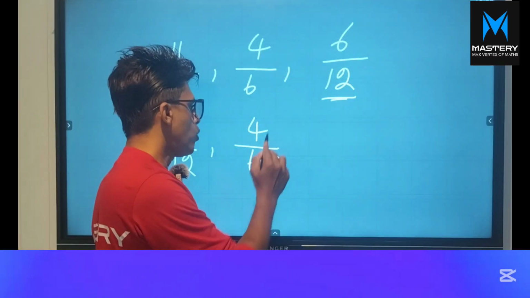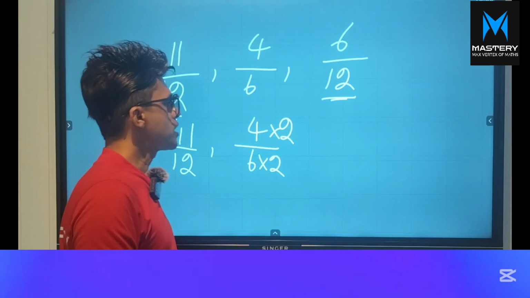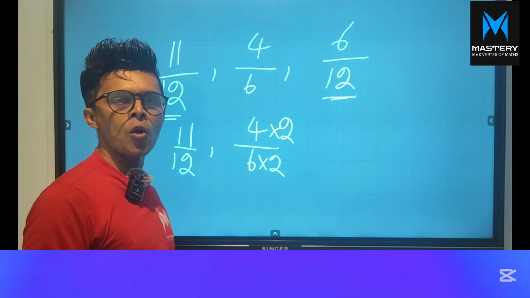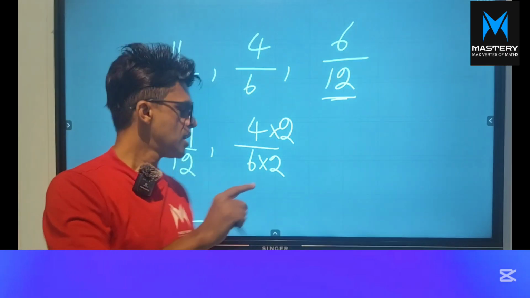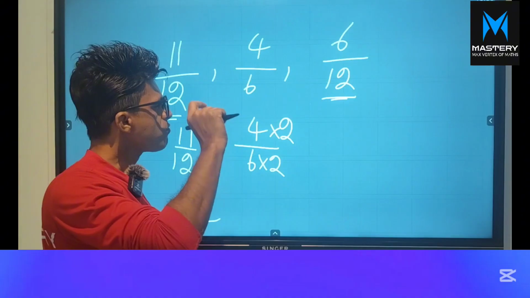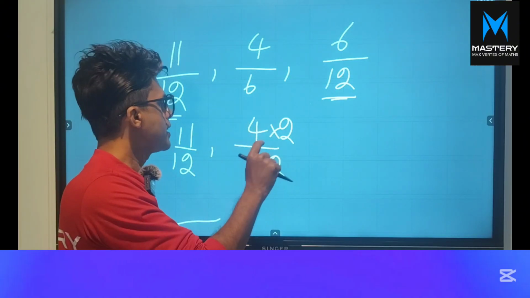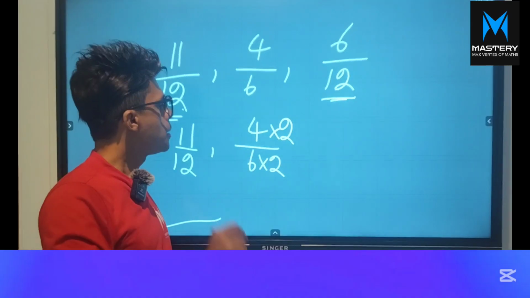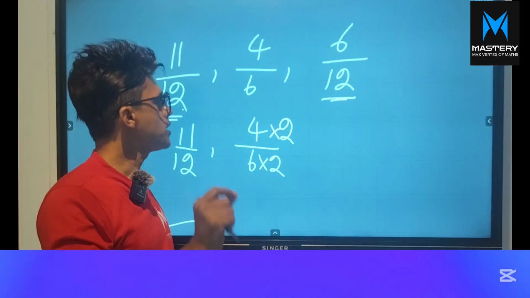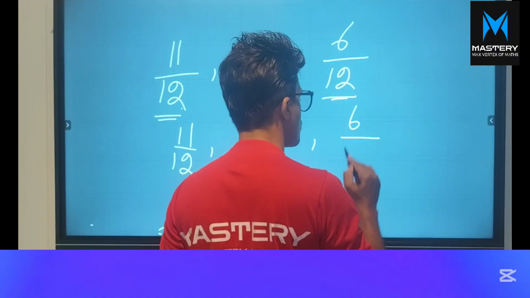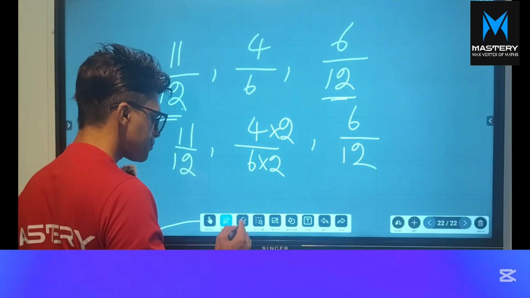So we multiply both the denominator and numerator by 2. The reason is that when you multiply both denominator and numerator by 2, you get 12 here. That's the reason for multiplying both denominator and numerator by 2. So here we have 6 over 12. These two fractions are not changed.